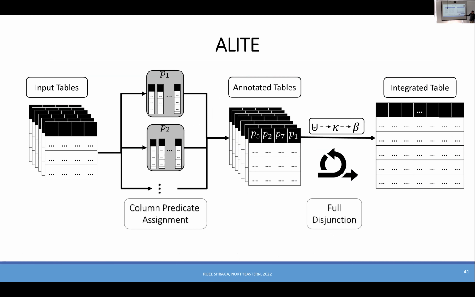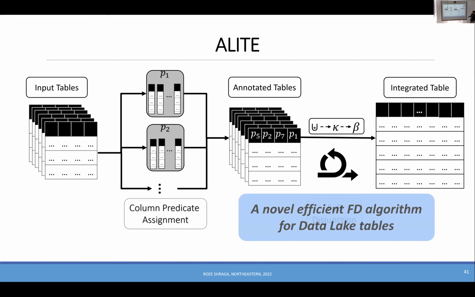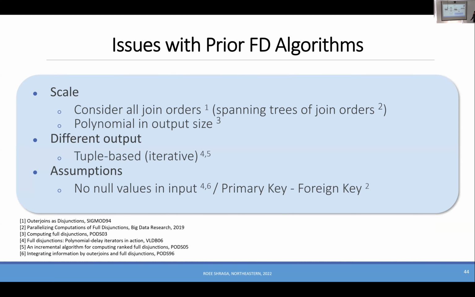And going to our algorithm, we have a full pipeline going from input tables, so general input tables that can have missing data and so on, to an integrated table. And what I'm going to share more right now would be our new full disjunction. Okay.